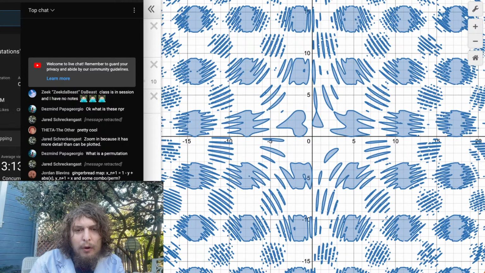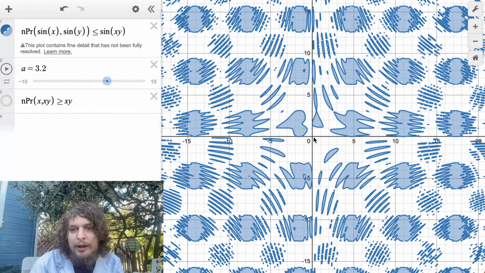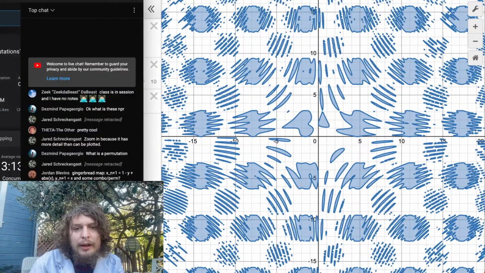And here we have the formula. Someone, Jared Schreckengast, wrote the formula I mentioned earlier, which is the way essentially that permutations can be described in terms of factorials, by far the simplest formula for them.